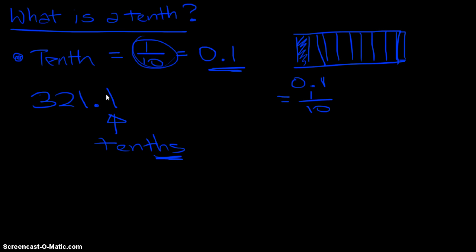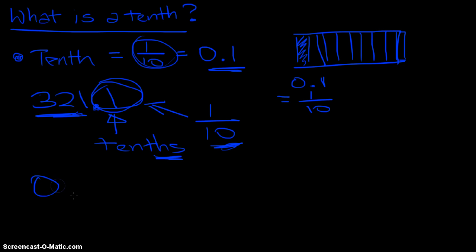Anything behind the decimal point is considered a part. These are all whole numbers because they are in front of the decimal point. Anything behind the decimal point represents a part. So this means that the apple is split into 10 parts, and 0.1 is 1 out of 10 of a part.